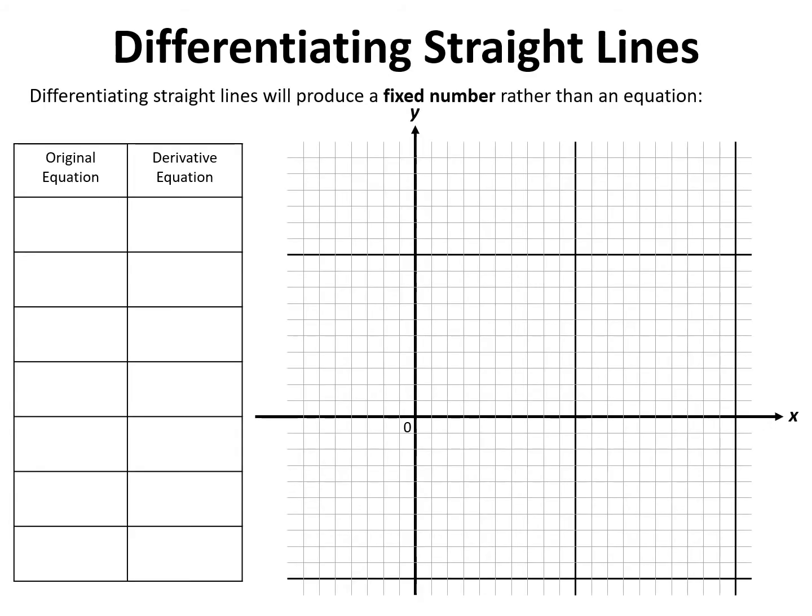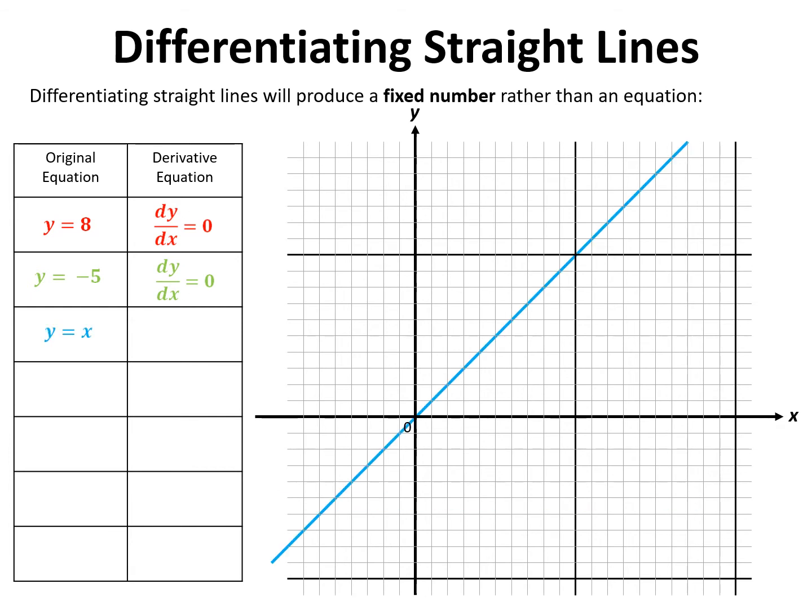Let's have a look at some examples of straight lines, because you can also differentiate straight lines, and if you do that you will get a fixed number. Here's the first equation: y equals 8. If I asked what's the gradient of that line, you could tell me straight away the gradient is 0. In other words, dy by dx for that equation is 0. If I have a different equation, y equals minus 5, what's the gradient? Well, dy by dx of that is also 0. It's a fixed number. It doesn't change anywhere along its length.